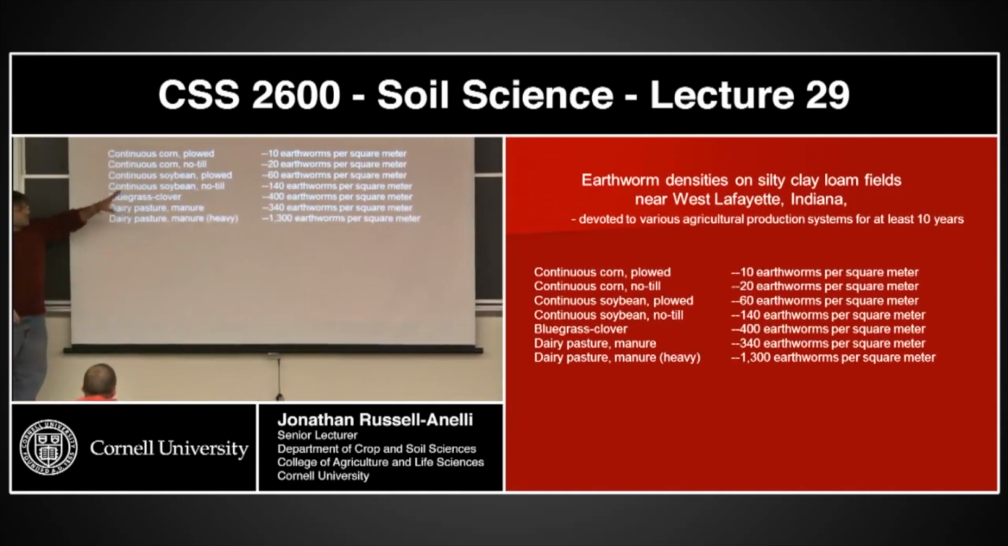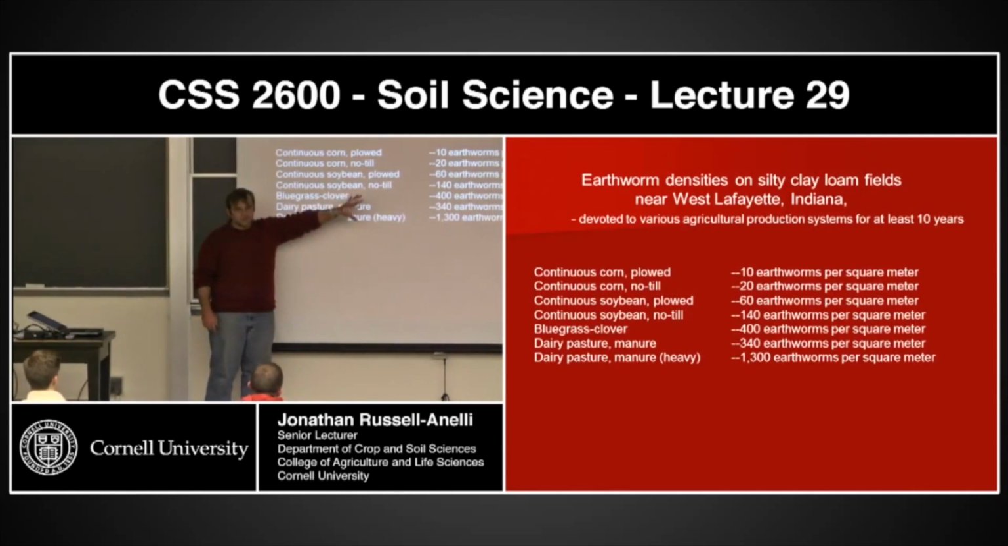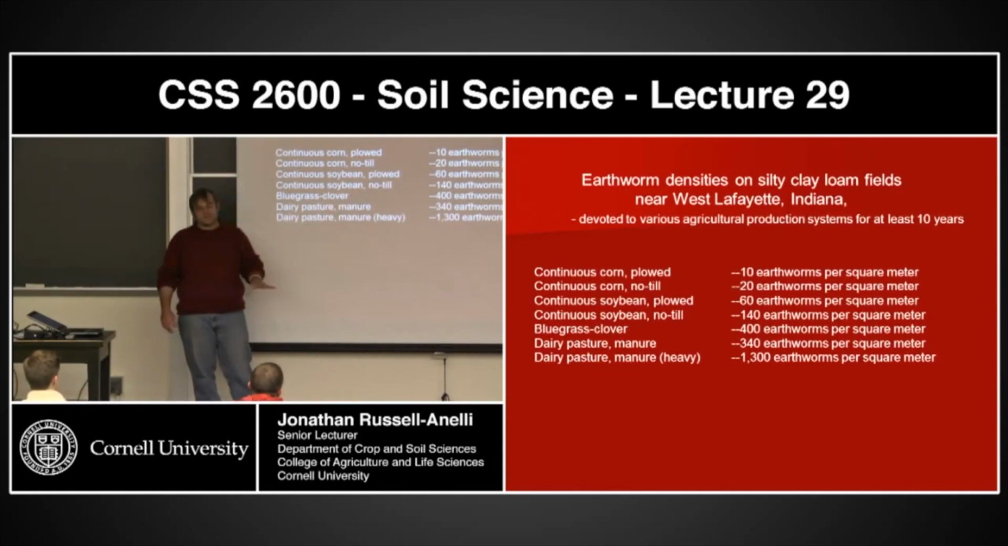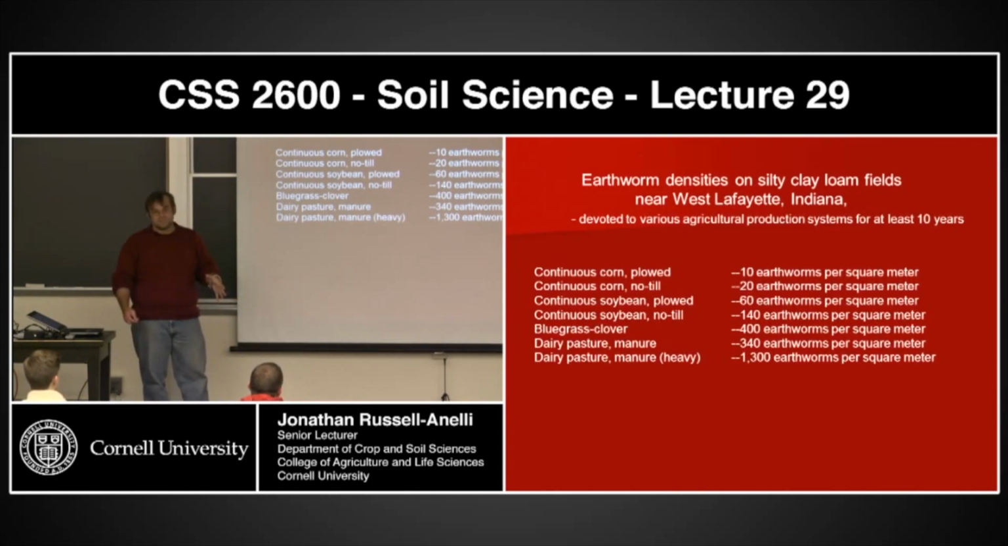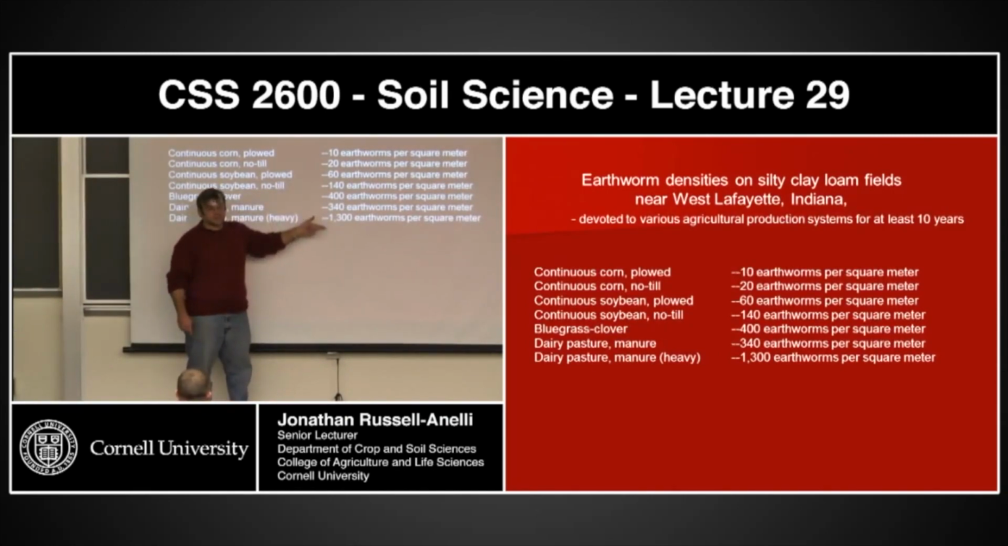So, with these types of disturbances and that kind of population, what do you think is going to be happening with casts? Where are we going to have more casts? Pretty straightforward. We're basically looking at a trend from least casts to most casts.